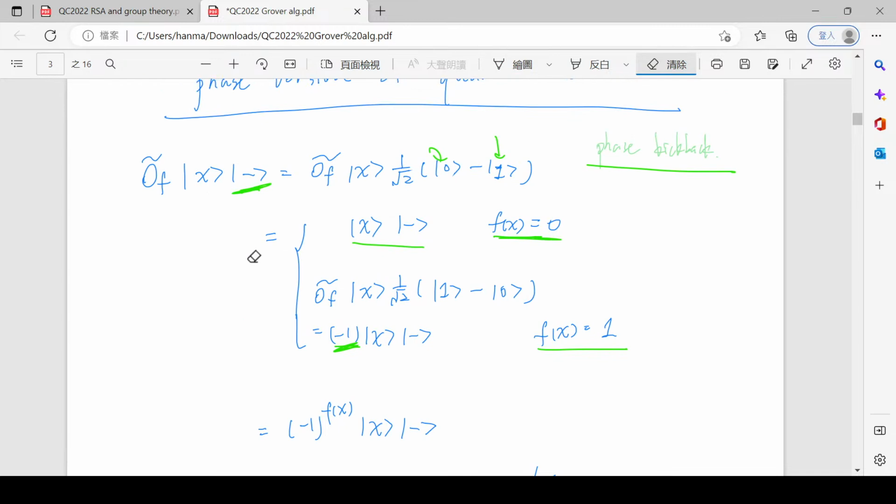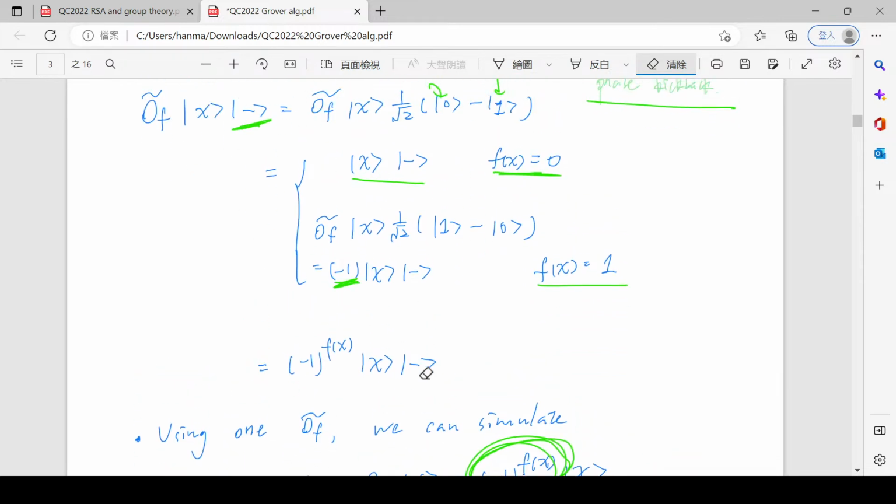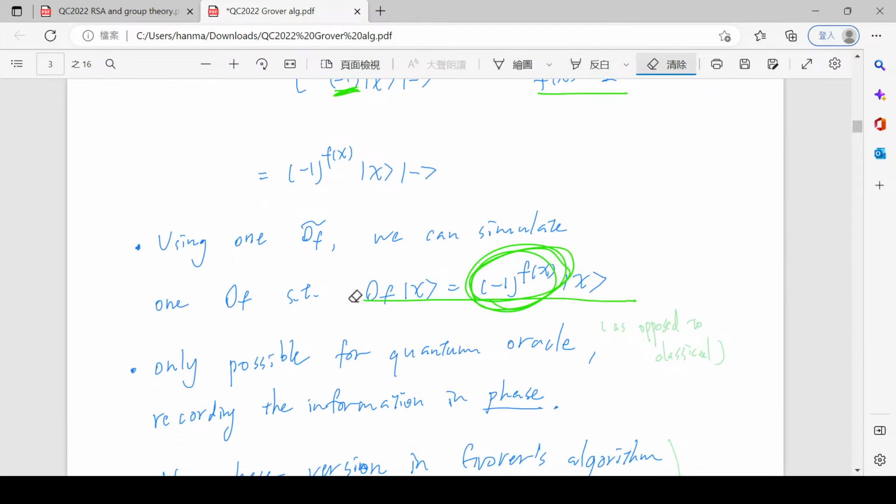Then you can really get that. Yeah, so if you just pretend this minus thing doesn't exist, then you get an oracle such that you apply OF to x, you get (-1)^f(x) times x. And because we are going to keep using this oracle, we put tilde on the original oracle and no tilde here, just to make our notation easier.